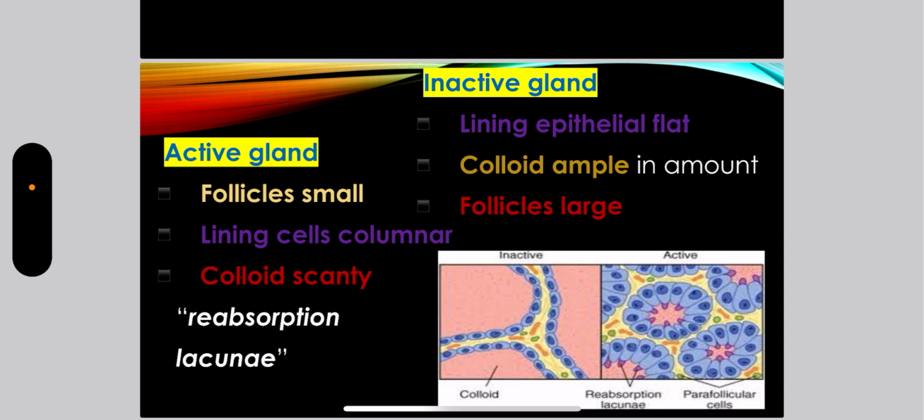Inactive, cells are flat, colloid ample, follicles are large. Once it becomes active, follicles become small, lining cells become columnar, and colloid becomes scanty. It is very often asked in exams.